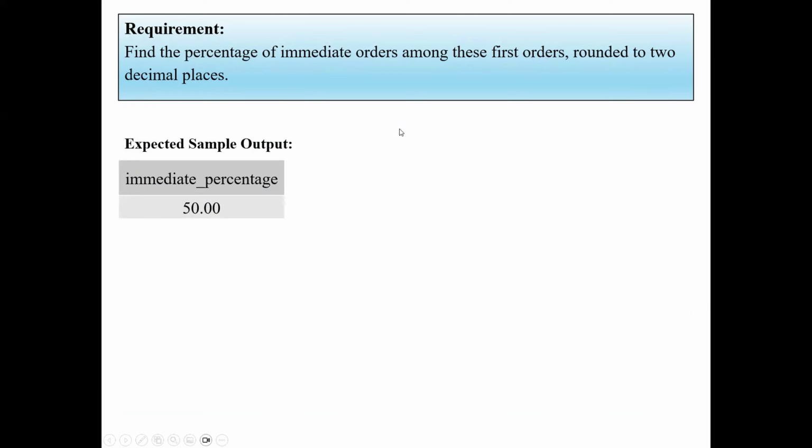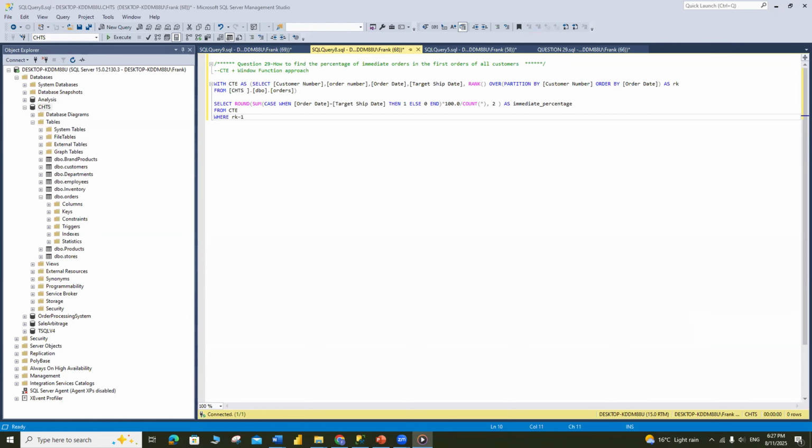For example, if 2 customers each have first orders, and only one has an immediate order, the result should be 50%. The expected output should be something like the following. Now let's see the CTE plus window function solution with a step-by-step explanation.